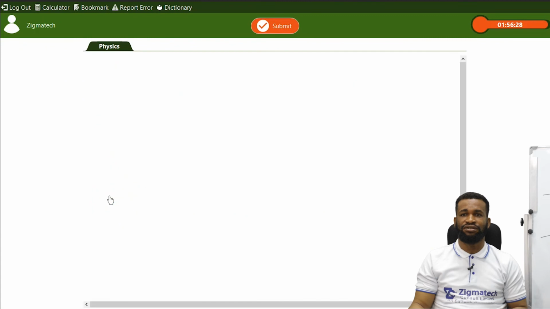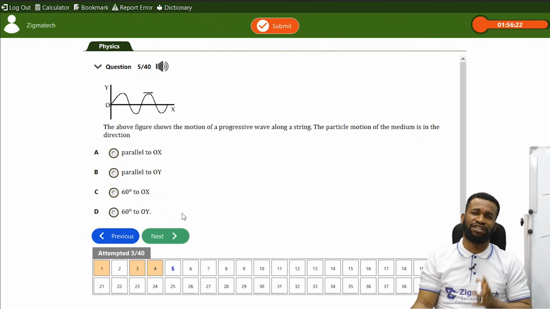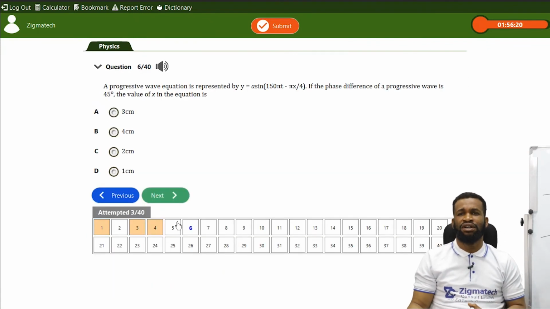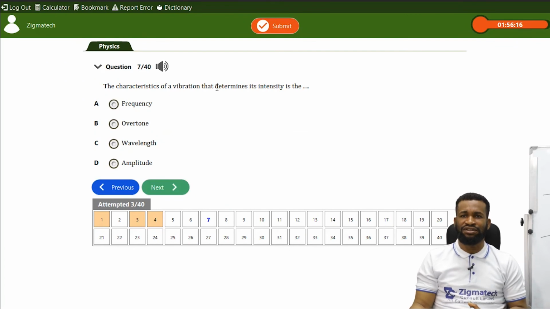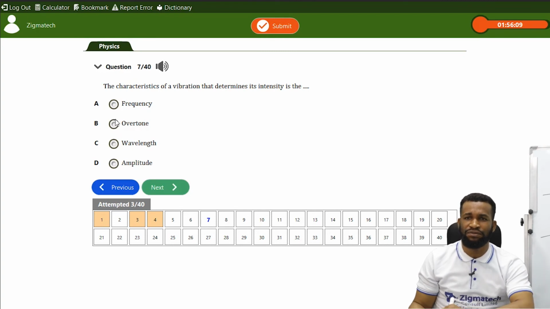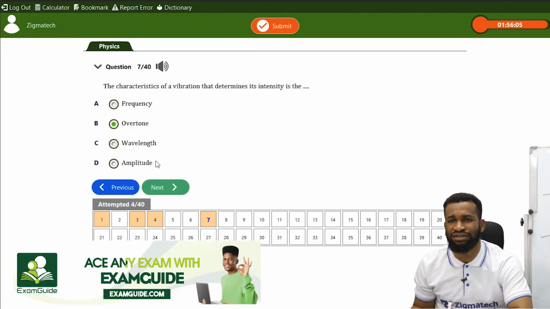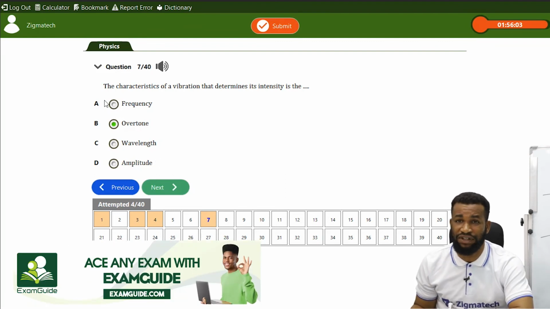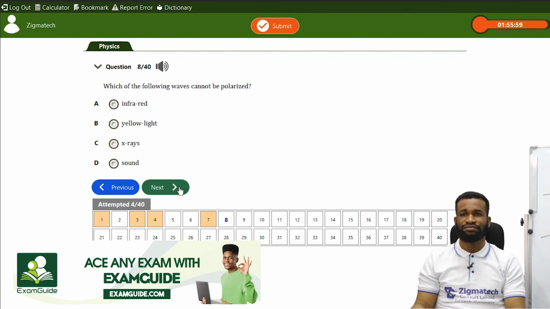Okay, let's do this. Now, the above figure shows the motion of a progressive wave. We've not talked about progressive wave. That would be in lesson 2. No. The characteristics of a vibration that determine its intensity is the intensity of a wave. I will go for the overtone. The frequency determines the intensity of a wave.